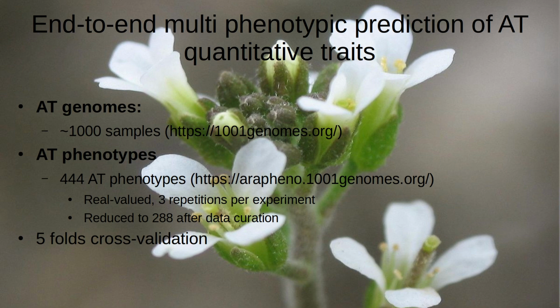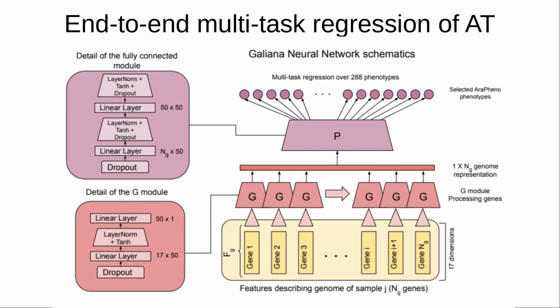from the AraPheno database. We then developed a neural network model that we called thaliana, which takes as input a compressed description of the gene mutational load carried by each individual's gene. This gene-centric sample description is parsed by a shared model, G, in order to minimize the overall number of parameters in our model. And this module G produces a minimal latent representation for each sample. This representation is used by the final multitask layer P to concurrently predict all the 288 phenotypes.